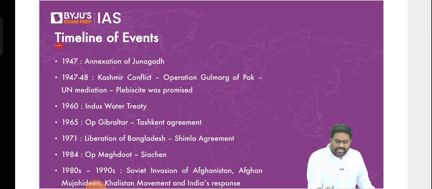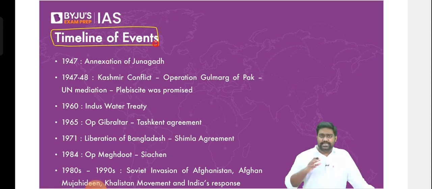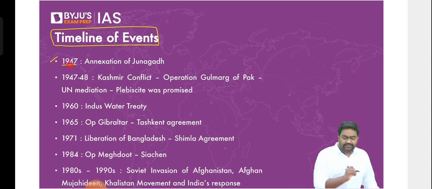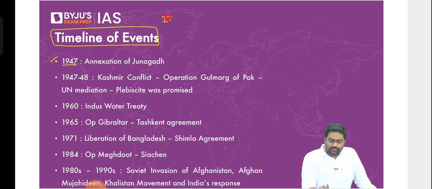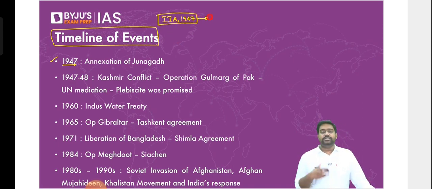Let's take a look at the key events that have transpired in the India-Pakistan relations since 1947. We shall go in a chronological order, and we shall look at important events, important milestones in the relationship. Let's begin from 1947. See, when India and Pakistan were granted independence through the Indian Independence Act, this act gave 3 options.